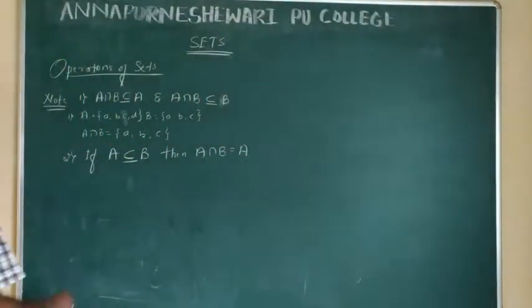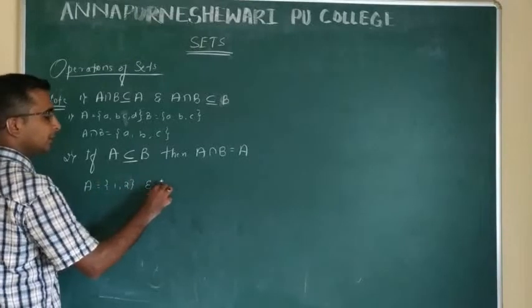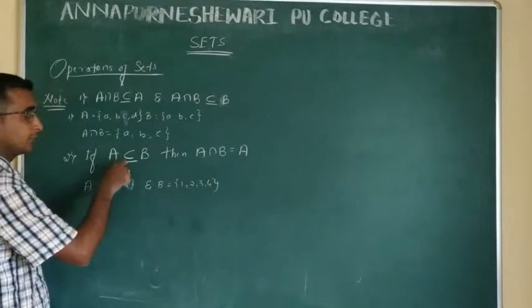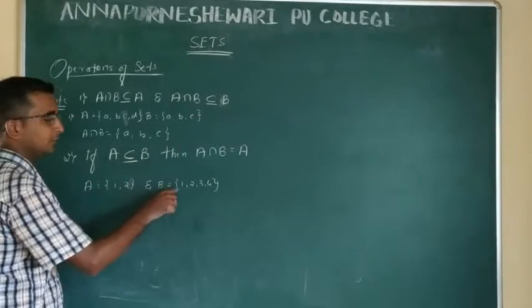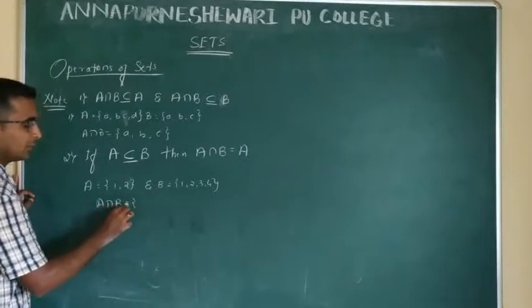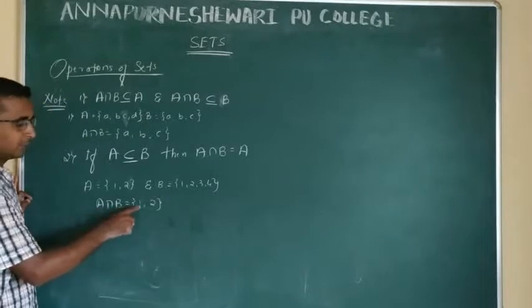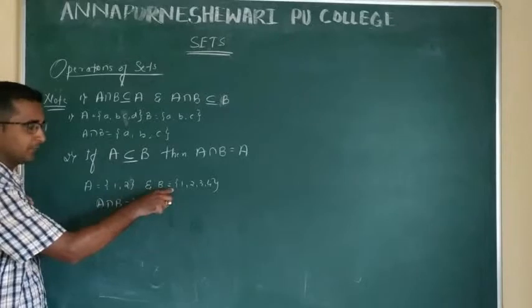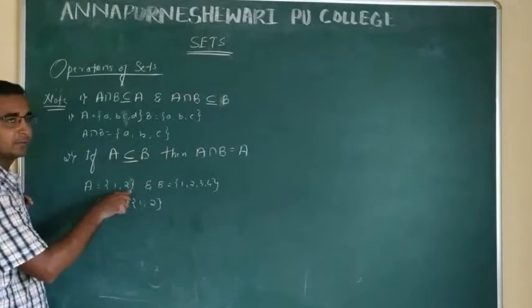Okay. So when I take the example, if A equals 1, 2 and B equals 1, 2, 3, 4, here A is a subset of or equal to B. So A is a subset of B. It means 1, 2 is present in set B. Then A intersection B, what do you get? The common elements from sets A and B, that is 1, 2. So A intersection B is again A. Look here, when A is a subset of B, then A intersection B is nothing but A.